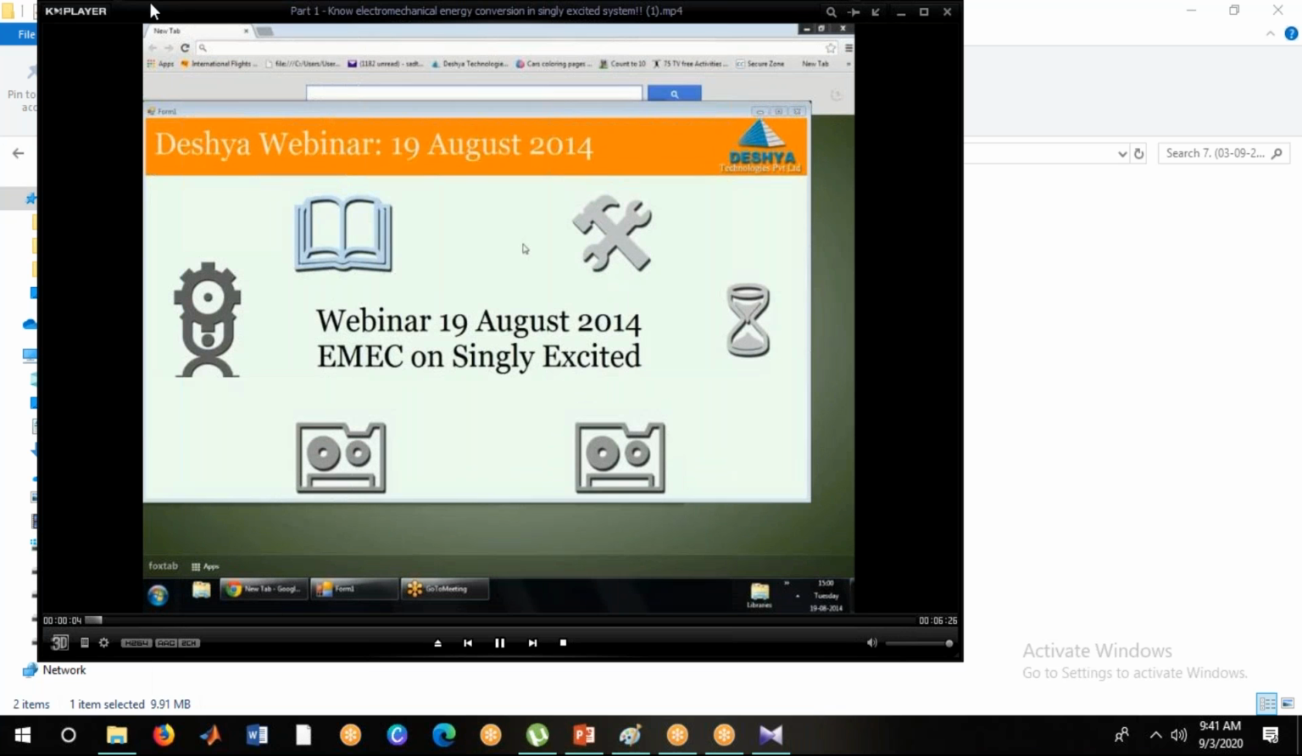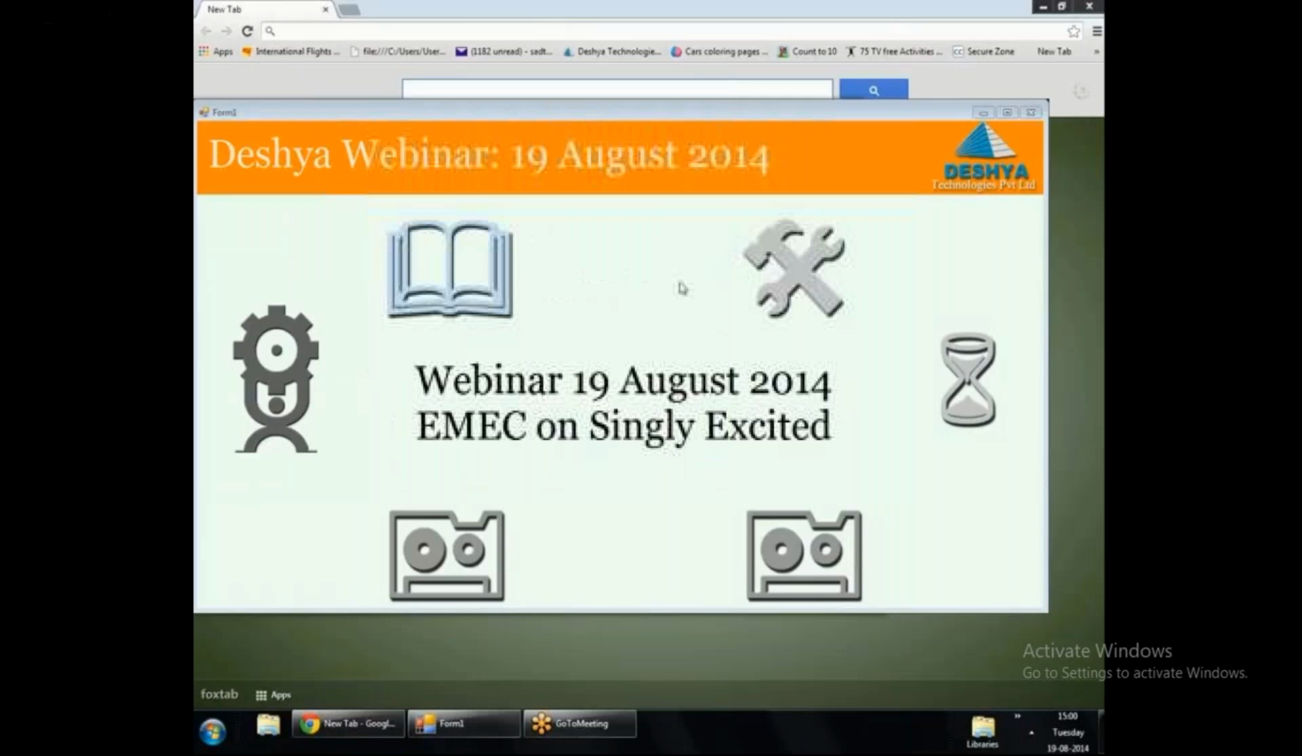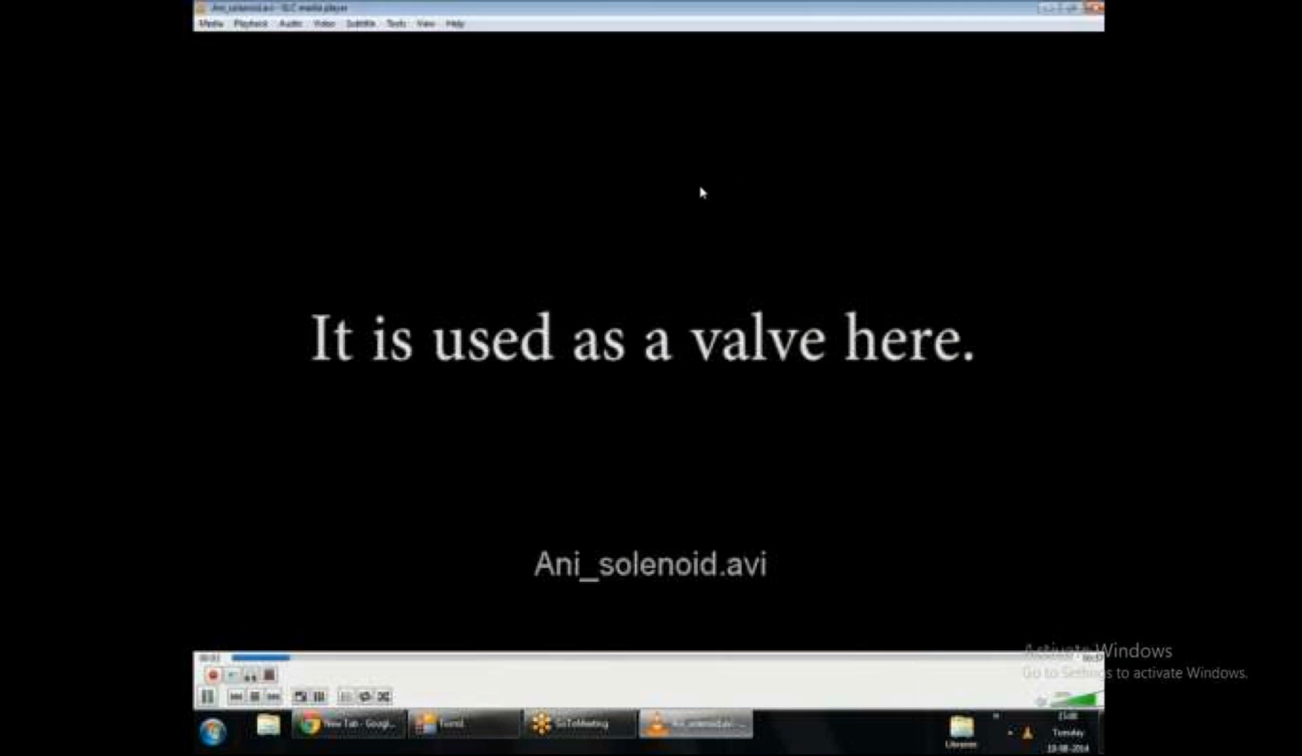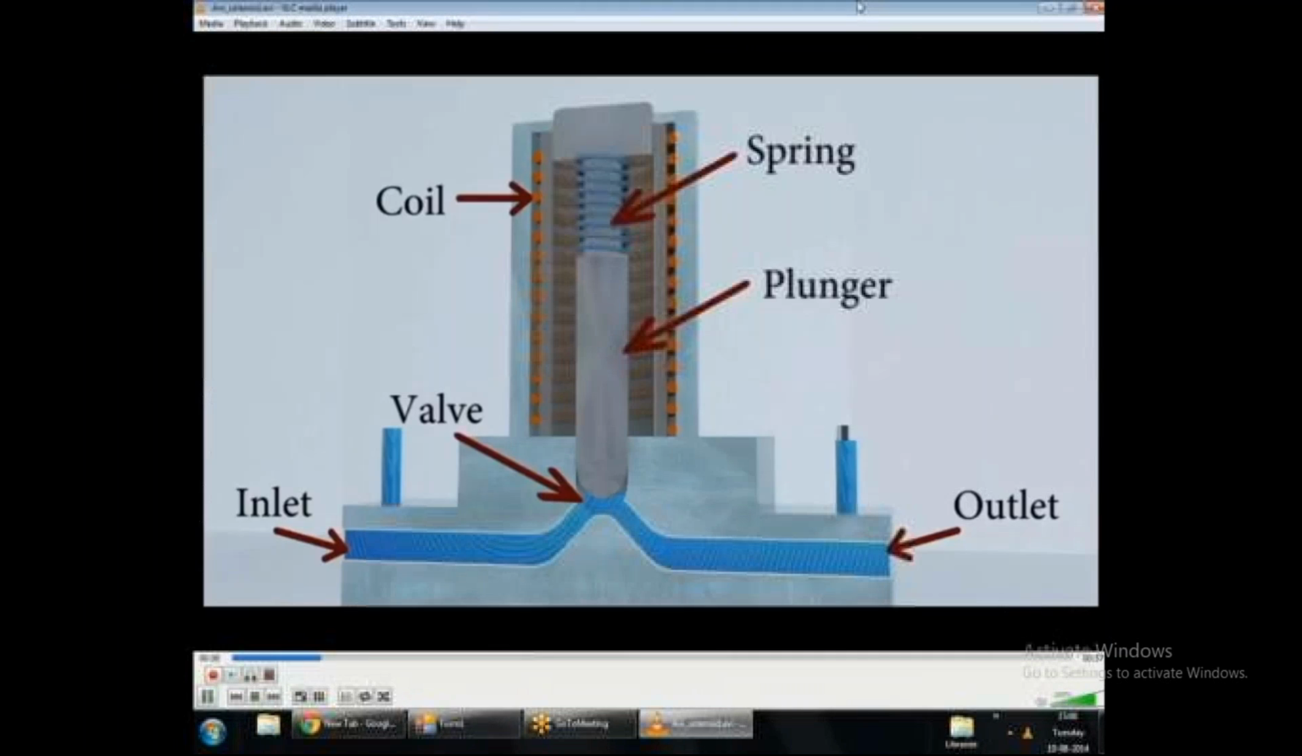This webinar is on singly excited electromechanical energy conversion. This actually is the first important topic, actions of singly excited electromechanical energy conversion systems. So here this is called a solenoid. I already told you that a solenoid is an example of a singly excited system.